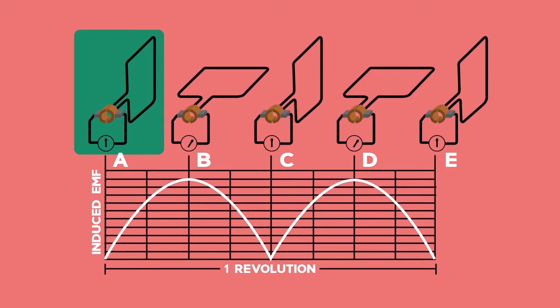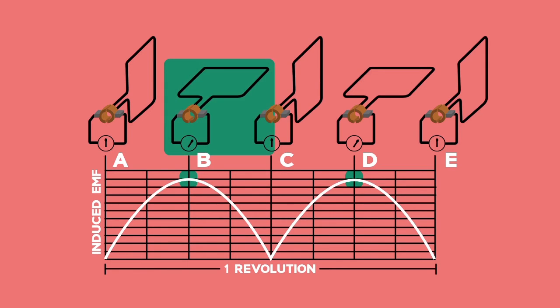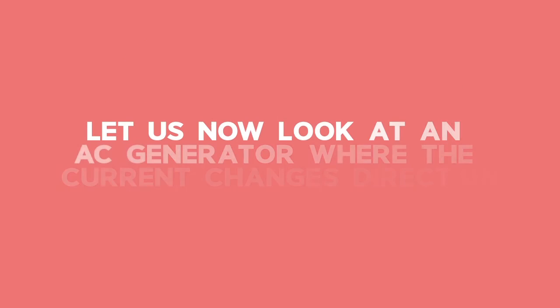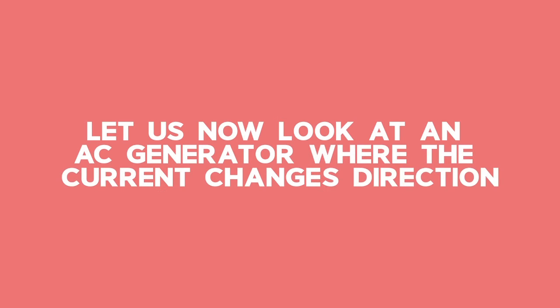parallel to each other, making no EMF. The same reasoning would be for the last point E as well as the middle point C. At each peak, the magnetic field and electric field are perpendicular to each other. This is a maximum value of the EMF induced. Let us now look at an AC generator when the current changes direction.